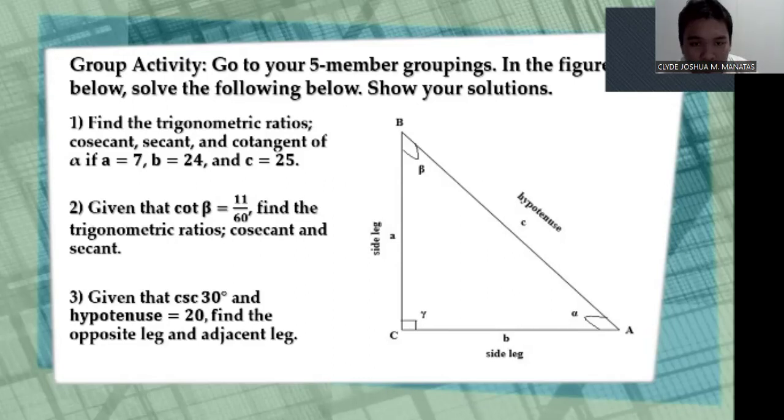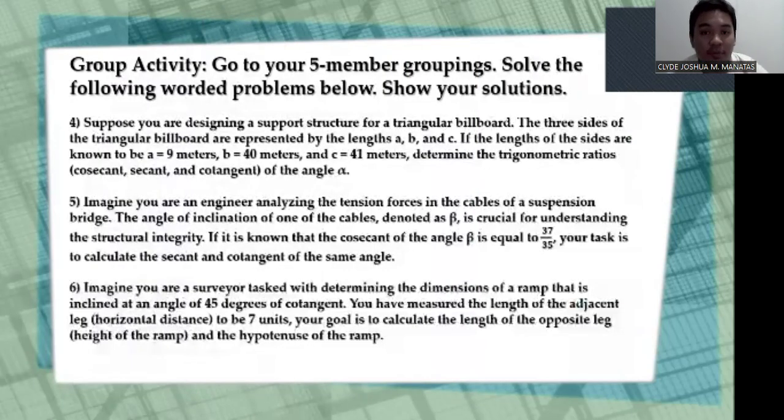So now use the Pythagorean theorem to find the adjacent leg, and it becomes what? Very good. It's 10 square root of 3. So the adjacent leg is 10 square root of 3. Now, let's go to number 4. Numbers 4 to 6 are an application of the lesson. So for number 4, suppose you are designing a support structure for a triangular billboard.